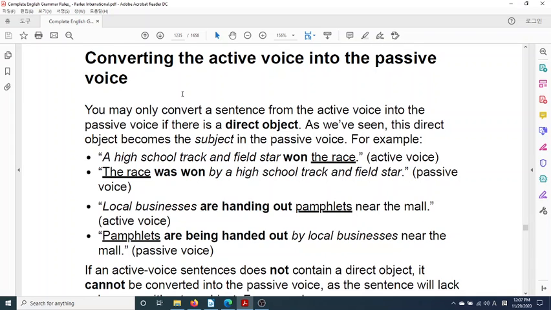For example, a high school track and field star won the race. Well, there we got a subject, we got a verb, and we have a direct object, a thing that they directly did. They won it. So that you can easily change to passive voice. You just make this the subject and the object. The race was won. And then add the word by, and then put the original subject, the agent in this case, here at the end. The race was won by a high school track and field star.